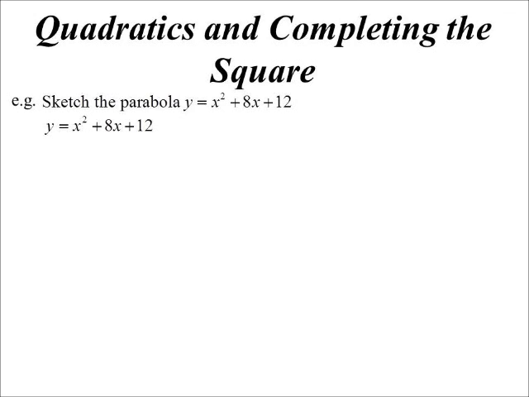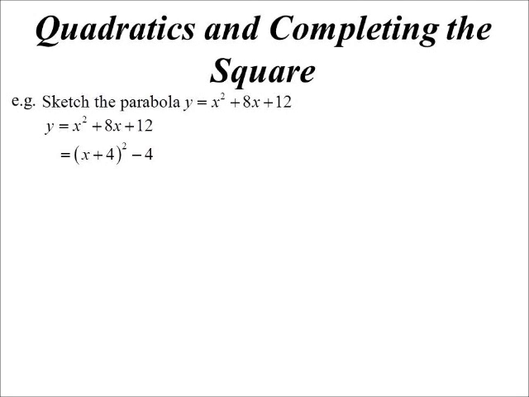Don't worry about the number 12. We're interested in the x squared plus 8x part. If I was to complete the square on x squared plus 8x, of course it would be half the coefficient of x. So I'd end up with x plus 4 all squared. But of course x plus 4 all squared would give me 16, not 12, so I need to subtract 4.